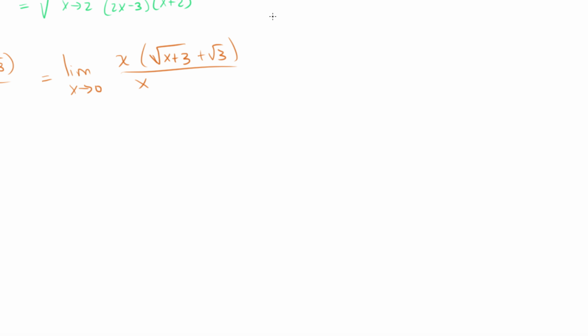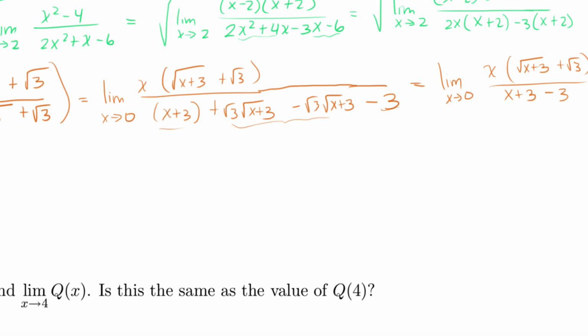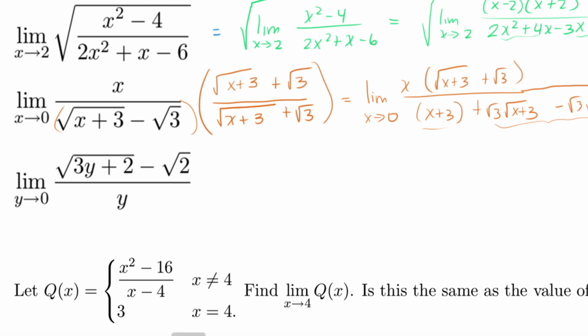So again, at 0 we have a hole in this function. So you're left with x plus 3 plus square root of 3. If we plug in 0 now, you're going to have radical 3 plus radical 3, which is 2 radical 3. Excellent. And same process for the second one.